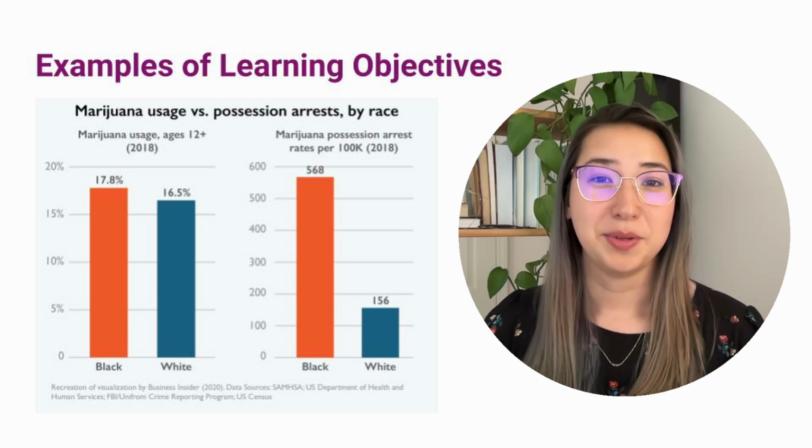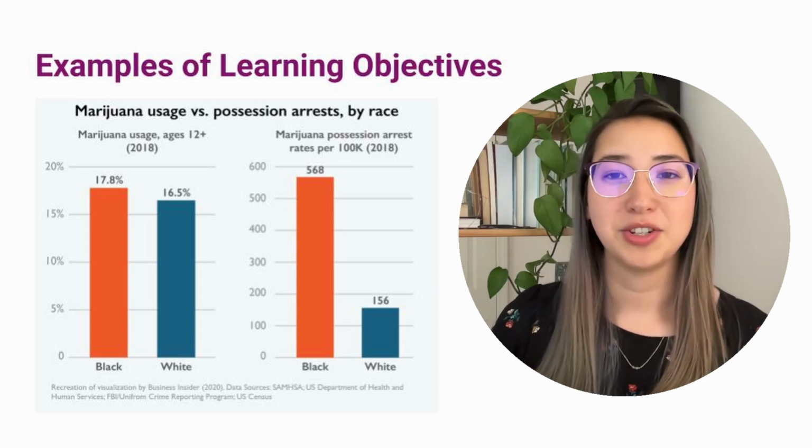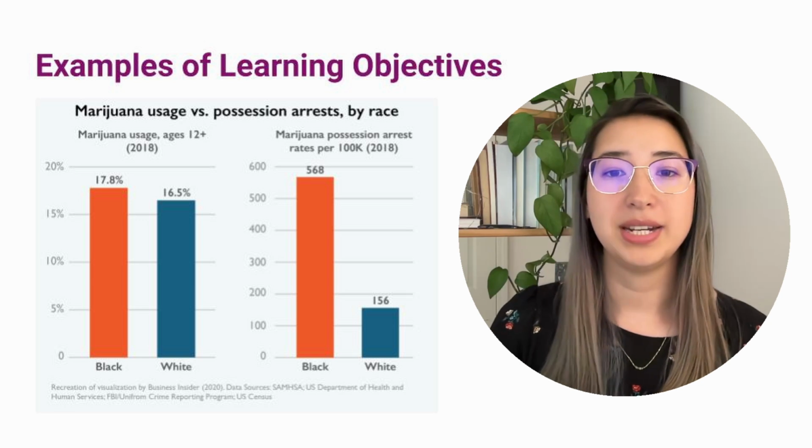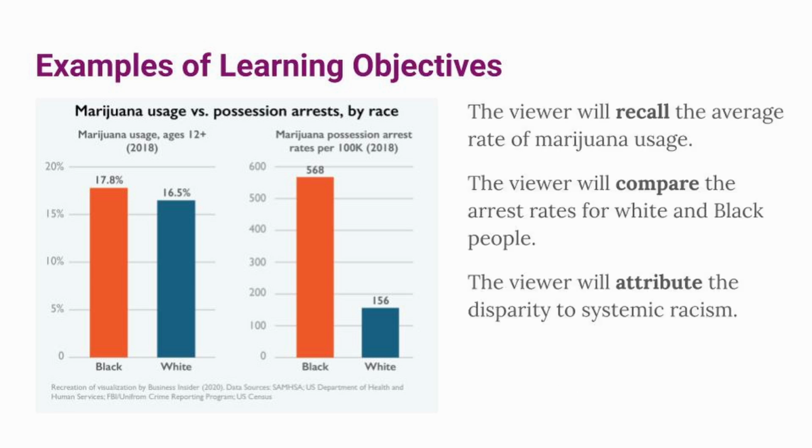Here are a few examples of learning objectives. This graph shows equal rates of marijuana usage between white and black people, but a difference in arrest rates. Here are a few goals that the designer could have had for this graph. The viewer will recall the average rate of marijuana usage. The viewer will compare the arrest rates for white and black people. The viewer will attribute the disparity to systemic racism.